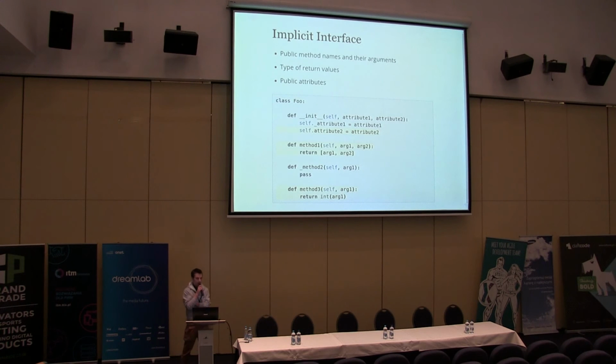So every class that has a public method called method1 with 2 arguments, method3 with 1 argument, and an attribute called attribute2 will implement the same interface as the class on the slide. Notice that an interface does not include the initializer. You can have 2 classes with the same interface but different initializers.